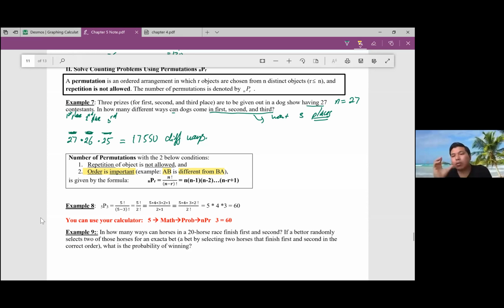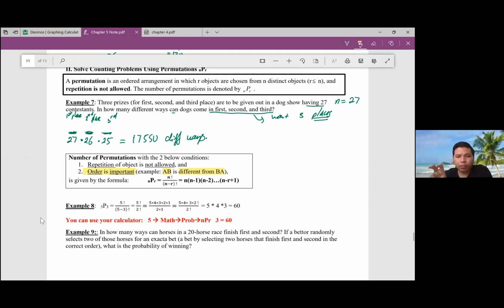And that's what makes permutation distinct from combinations. Okay, we're going to see that later on. So those are the two conditions. Repetition is not allowed and order is important.